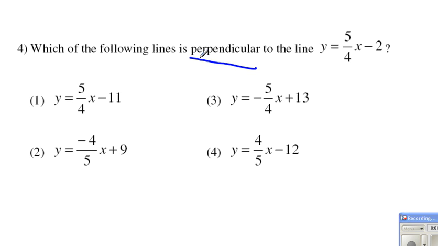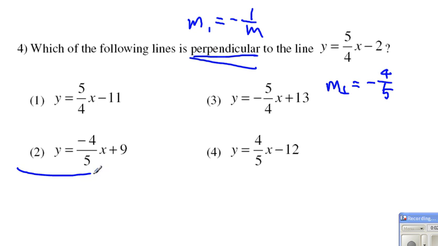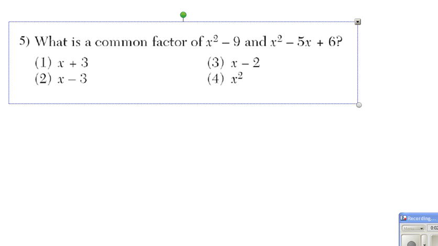Now, perpendicular. That means the slope of the first one is equal to the negative reciprocal of the slope of the other one. Since the slope is 5 over 4, the slope of the perpendicular line would be the negation of that and switching the numbers, negative 4/5. So negative 4/5 is contained in choice number 2, so that becomes our answer.